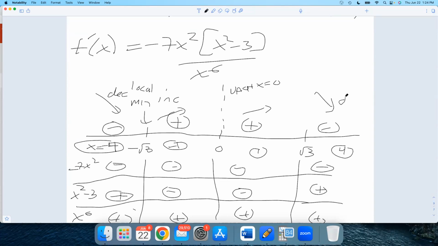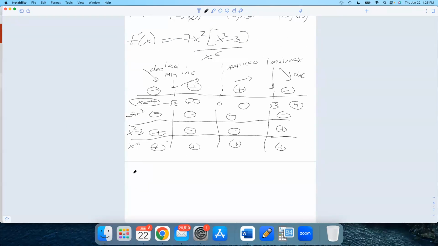Negative derivative means the original function is decreasing. So look, he's going up and then back down. The graph's going to do something like this. That means we've got a local max right here.